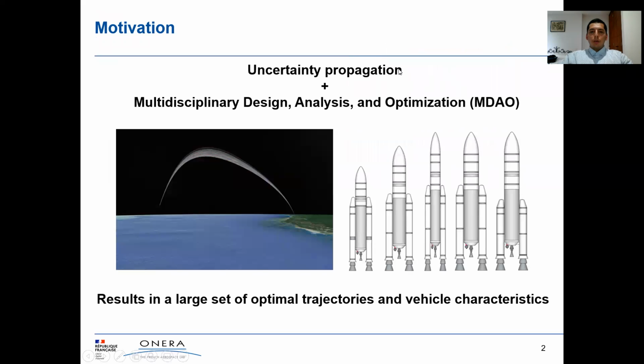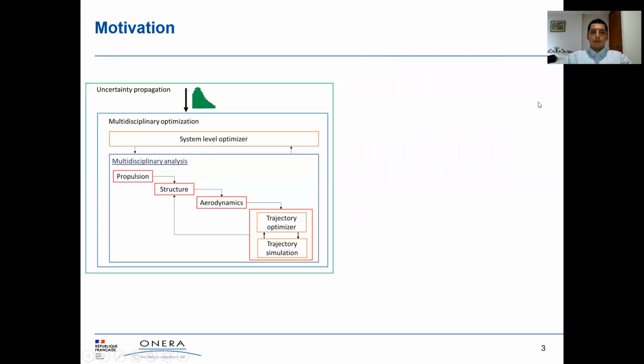The coupling of uncertainty propagation and multidisciplinary design, analysis and optimization, or MDAO, results in a large set of optimal trajectories and optimal vehicle characteristics. The multidisciplinary optimization of launch vehicles is computationally expensive, as it includes a trajectory optimization that requires optimal control methods to solve. Coupling multidisciplinary optimization inside an uncertainty propagation loop is a computational burden.